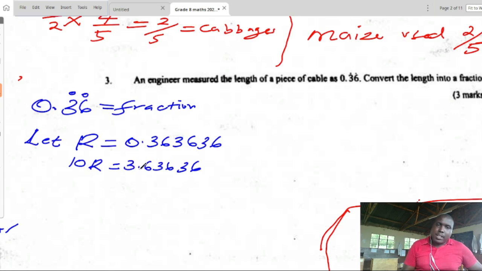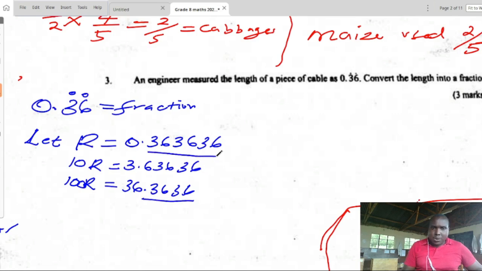So we are changing the value of the decimal point to where the numbers after the decimal point are the same. The number after the decimal point in R is 3, here is 6, so they are not the same. We continue. 100R is equal to 36.3636. Now, this one and this one are the same. Therefore, now we are going to deal with this and this one.